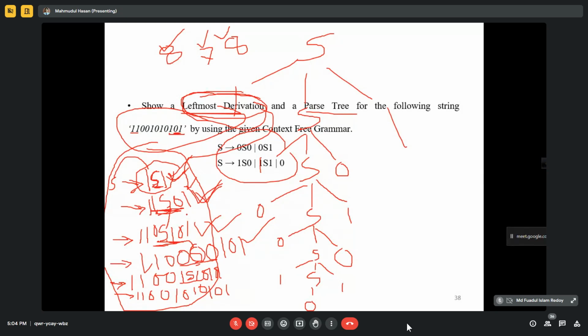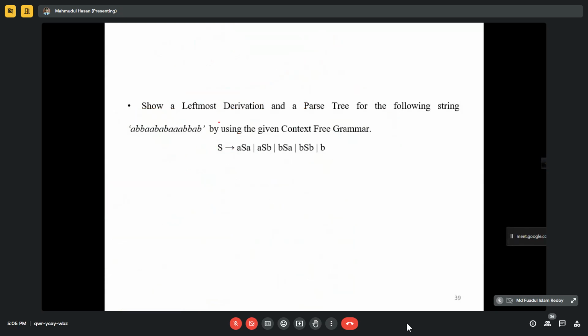So this one is our another problem. Look at this. Show a leftmost derivation and a parse tree. This is our string, and this is our grammar. I think this one is like the previous one. So look carefully, then compare with the previous one. Yes, sir. Same.